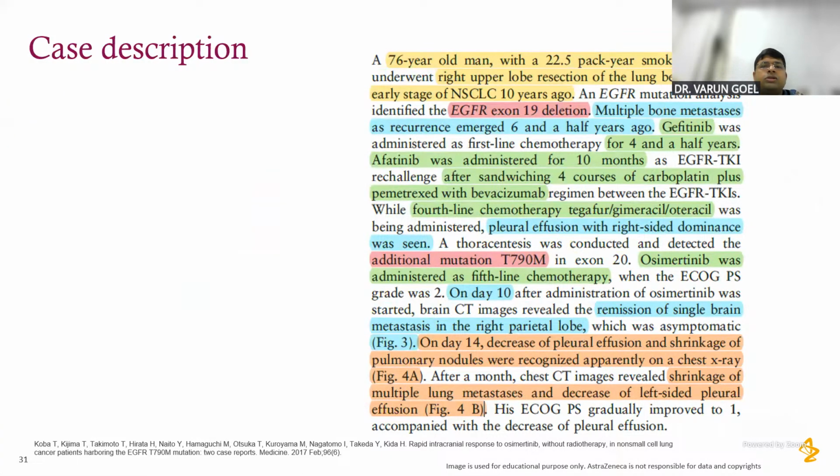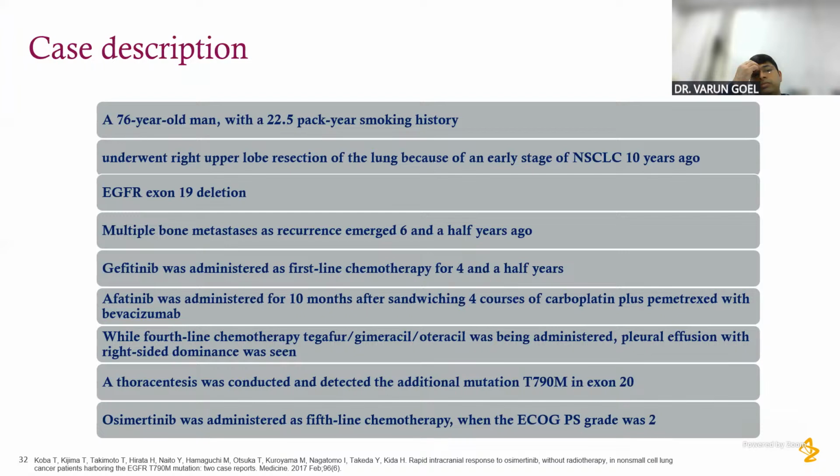Similarly, the second patient is a 76-year-old male. So these are geriatric population patients, maybe associated with significant comorbidities and various different concomitant medications already going on. Even then, we can give these drugs. In this 76-year-old male with significant smoking history, he underwent right upper lobe resection 10 years ago and was found to have EGFR exon 19 mutation. At that time adjuvant osimertinib was not a dictum, so he was put on follow-up. After around 3.5 years, he developed multiple bone mets.